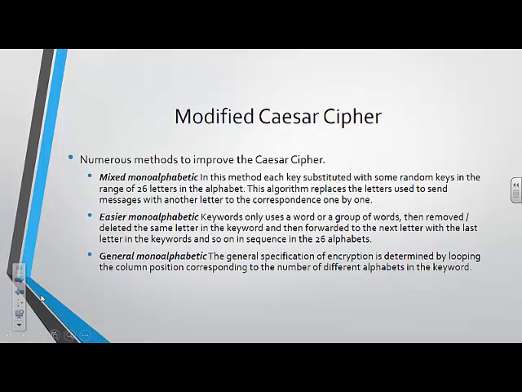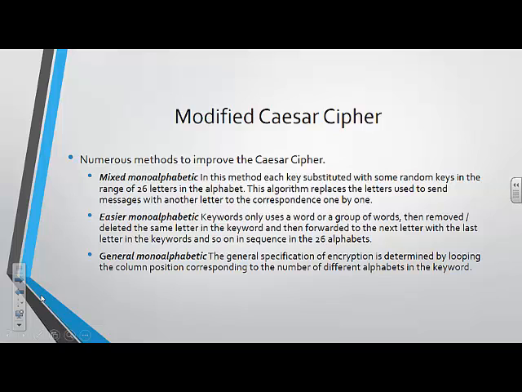So we're going to modify the Caesar cipher for our term project, and we used bits and pieces of a few different methods. The mixed monoalphabetic is a method in which each key is substituted with some random keys in the range of 26 letters in the alphabet. This algorithm replaces the letters used to send messages with another letter to the correspondence one by one. The easier monoalphabetic is keywords, which only uses a word or a group of words, then deletes the repeated letters in the keyword, and then forwards to the next letter with the last letter in the keyword, and so on in sequence in the 26 alphabets.